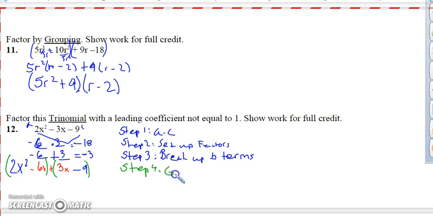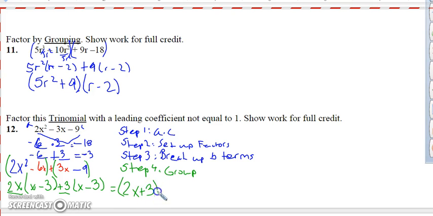Step 4, group. All right, so what can we take out here? 2, and they both have an x. All right, 2's gone. Take an x away. X is there. 2 out of 6. 6 divided by 2 is 3, and we took the x out. So then over here, they both have positive 3. So we can have x minus 9. 3 out of 9 would be x minus 3 also. Your final answer, use these two pieces here, 2x plus 3 and x minus 3. That is the hardest problem on the paper.